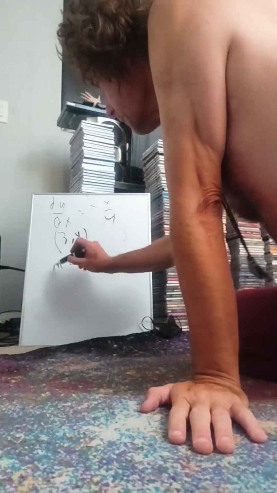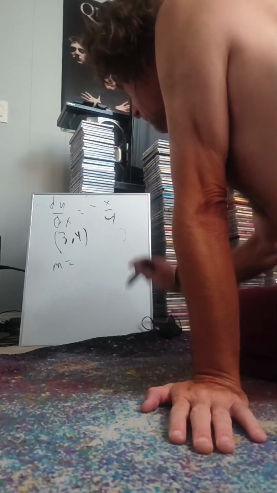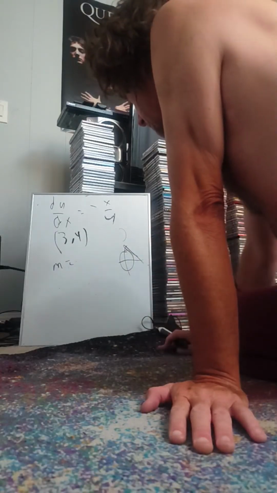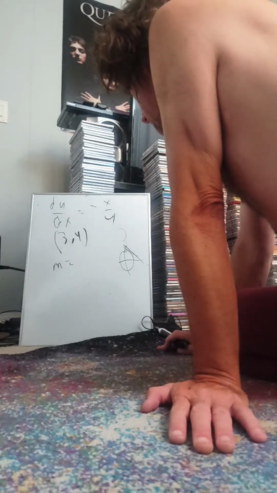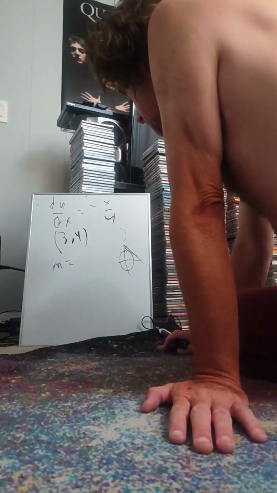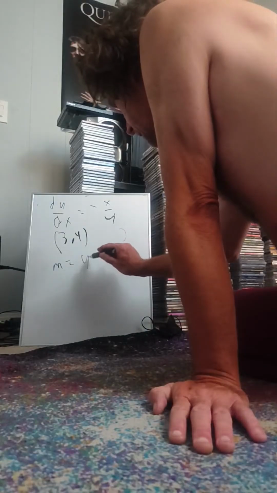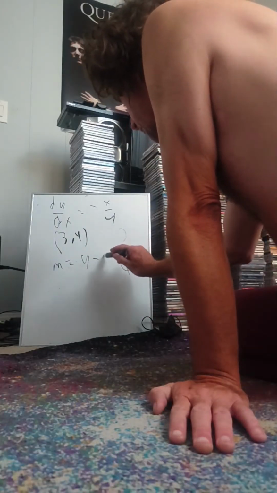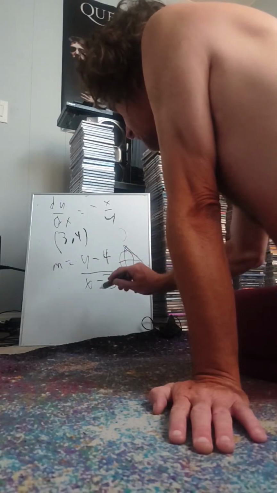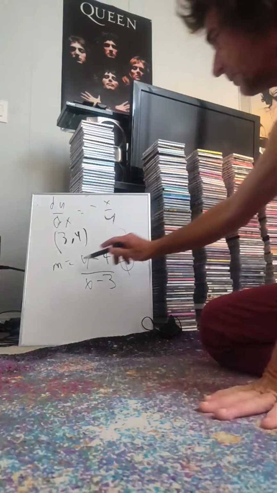M is the slope. You have a circle and a point, 3, 4, so we use the point-slope form. The slope equals y minus 4 over x minus 3, I think.